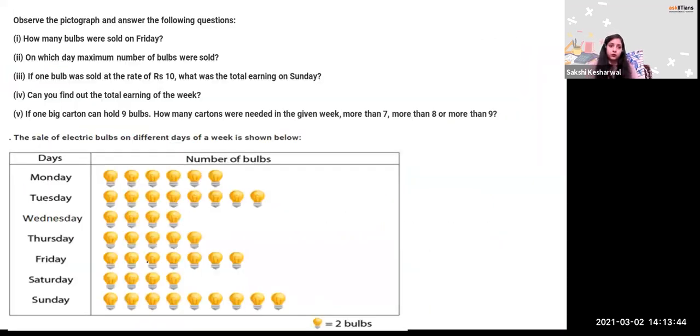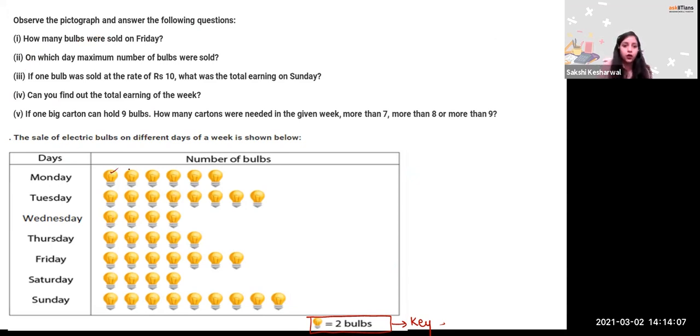Okay, now let's do one more question on the pictograph. Now, observe the pictograph and answer the following questions. Now, it says that this is the key. This is the key. So please pay attention to the keys. First we'll solve this pictograph and then we'll solve the word problems, right?